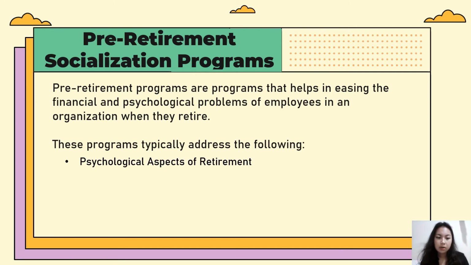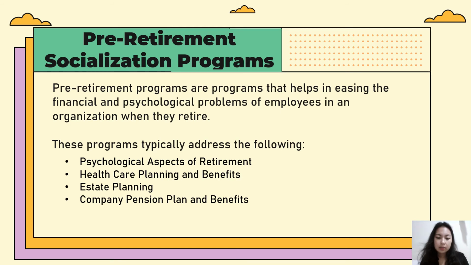First is the psychological aspects of retirement, where they encourage employees to develop personal interests and activities. Next is healthcare planning and benefits, where the companies provide strategies or programs that can help in the healthcare of their employees. Next is estate planning, where companies educate their employees to make necessary arrangements so that everything they own, or their estate, will go to the right people when they die. Next to that is the company pension plan and benefits, in which companies tackle the pension and benefits the employees can get from them when they retire.